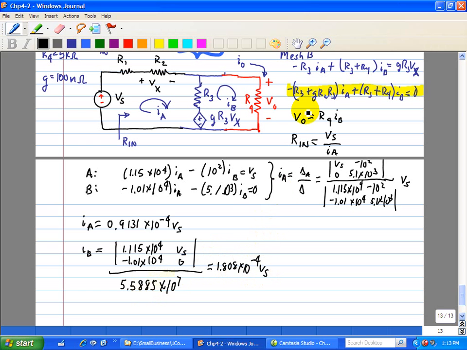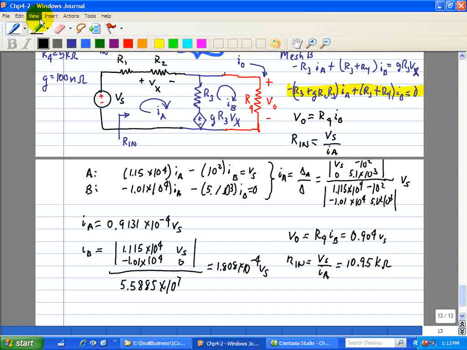Now to find VO, we just substitute it here in this expression, so VO is equal to R4 IB, once again, which is equal to 0.904 Vs, since all we do is substitute this value into this expression and multiply it by R4. Then Rn is just Vs divided by IA. We substitute IA for this expression, and that yields 10.95 kiloohms. So our answer is this and this, where we found that IA is evaluated as follows and IB is evaluated as this expression shown here.